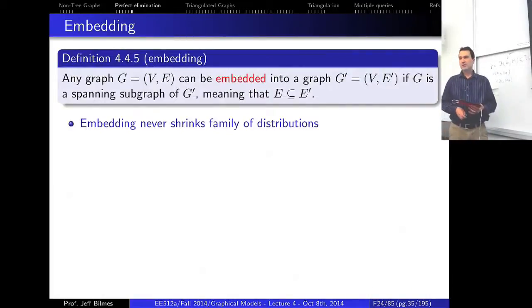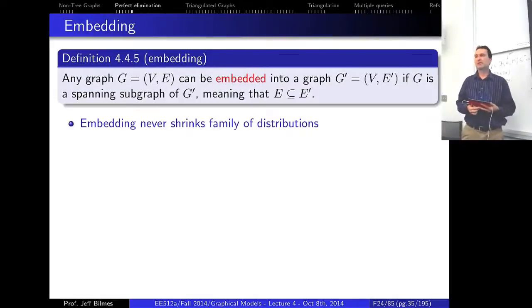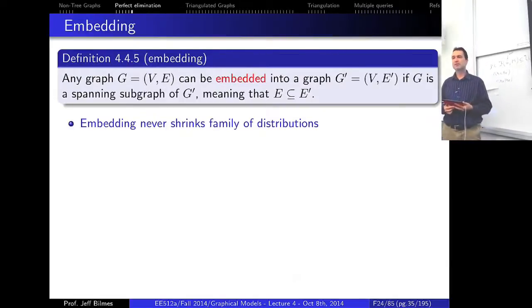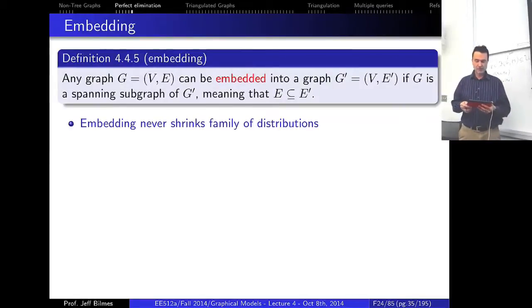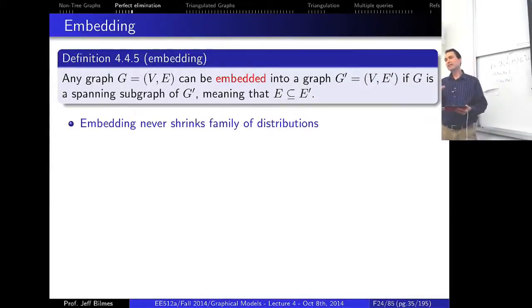Okay, let's continue for the second portion of today's lecture. This notion of embeddability of graphs is a very general graph theoretic concept that people have used. We're going to use it from the perspective of embedding one graph into a perfect elimination graph. But in general, basically, we're saying that any graph can be embedded into another graph if the other graph has a superset of the set of edges.